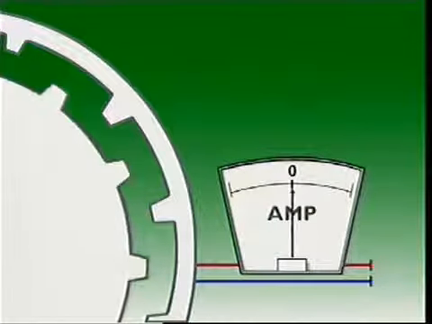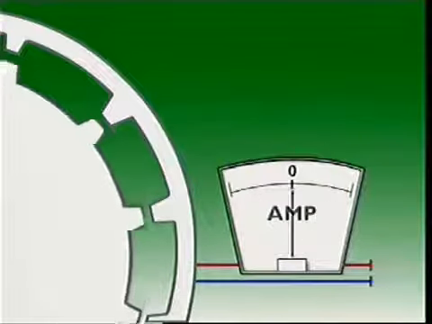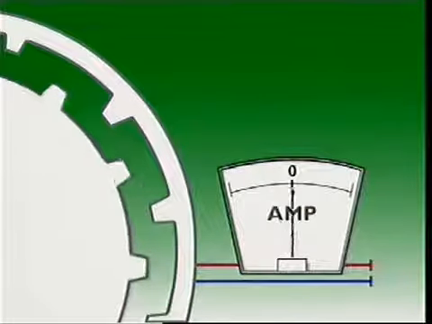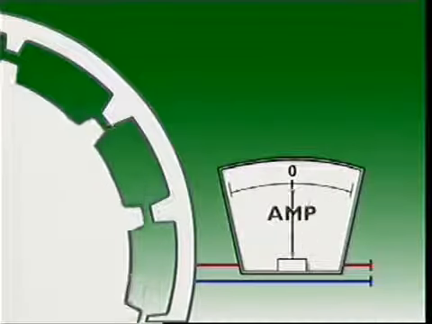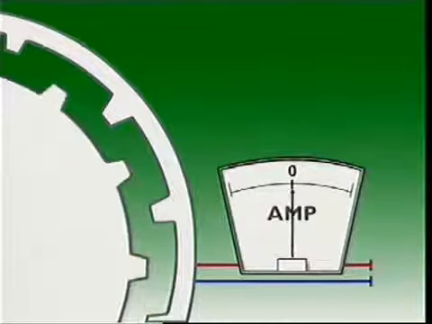As the stationary winding is influenced by the magnetic field, then in accordance with Faraday's law, a voltage is induced across the ends of the winding each time the magnetic field changes. And if the winding forms part of a complete circuit, the voltage will cause a current to flow.